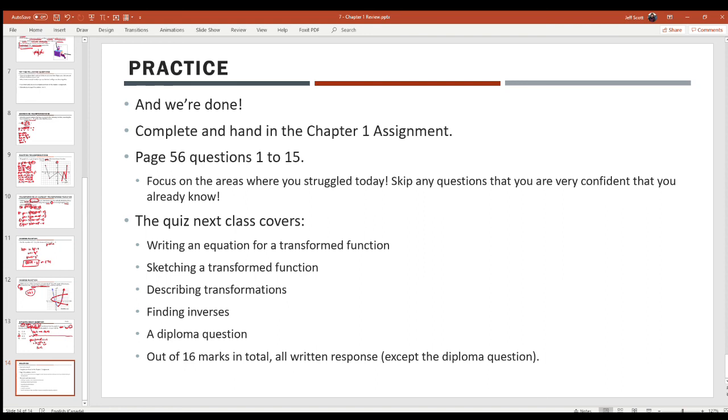Now, the quiz is out of 16 marks in total. It's entirely written response except for the diploma question, which again is going to either be a multiple choice or a numerical response question. Anyway, if you ever need extra help, please let me know. I am available. Good luck.